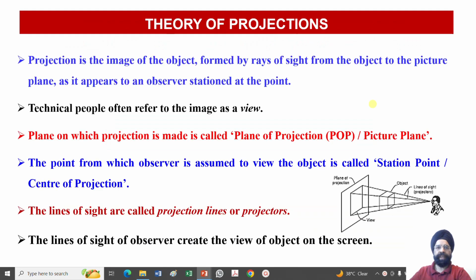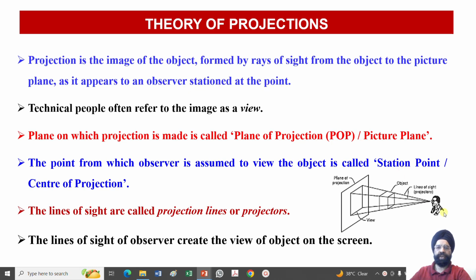Now first of all we need to understand what we mean by projections. Projection is the image of the object formed by rays of sight from the object to the picture plane, as it appears to an observer who is stationed at a point.